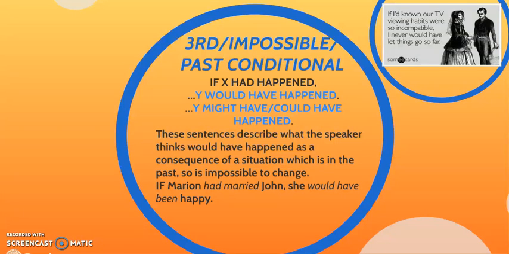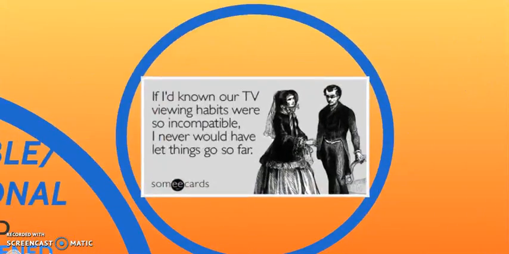Take a look at these examples. If Marion had married John, she would have been happy in the past. She didn't marry him, so she was unhappy all her life. Or this one. If I had known our TV viewing habits were so incompatible, I never would have let things go so far. Well, solution. Get 2 separate TV sets, right?